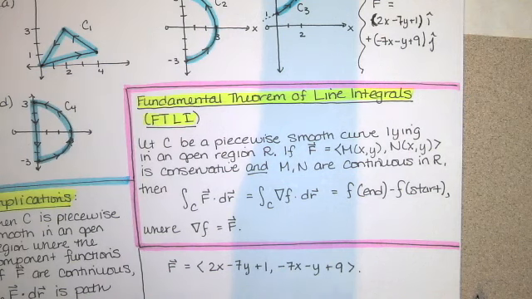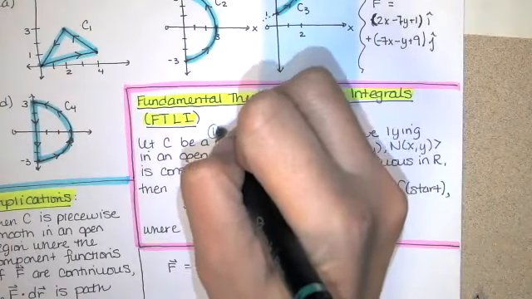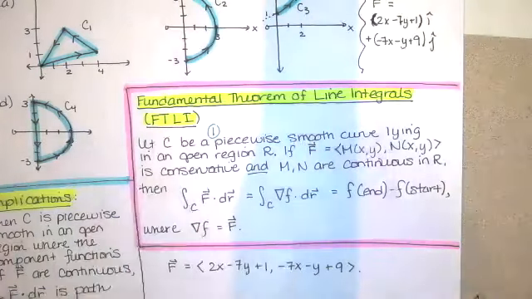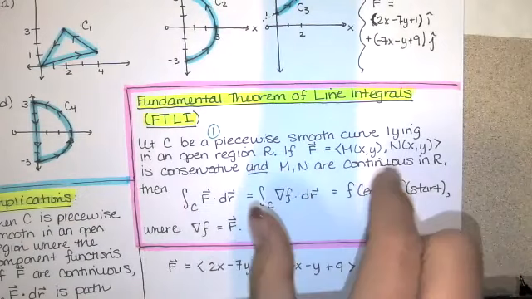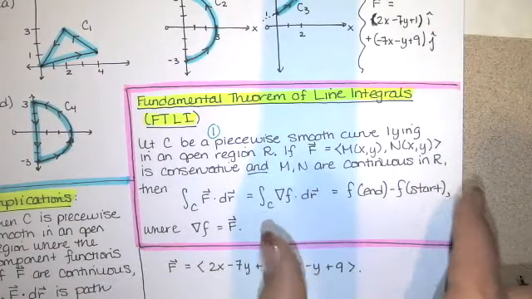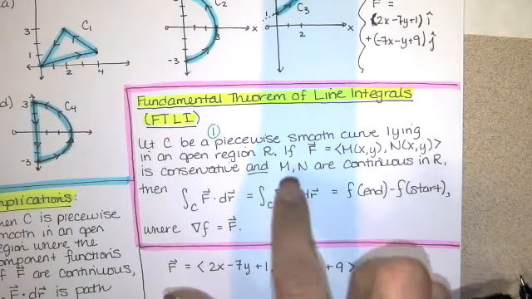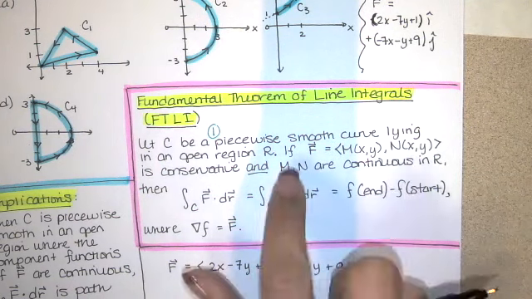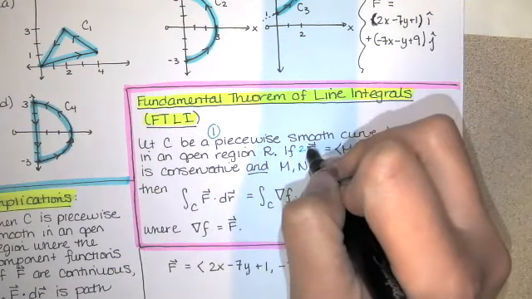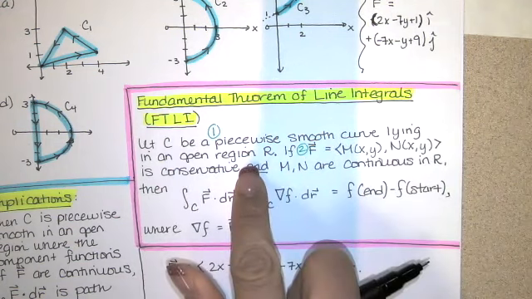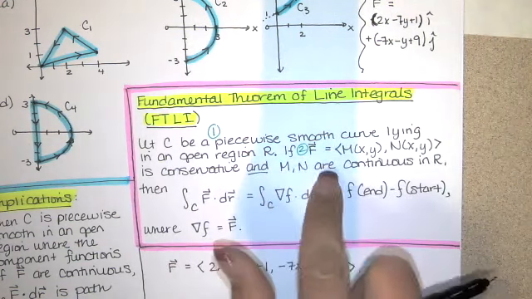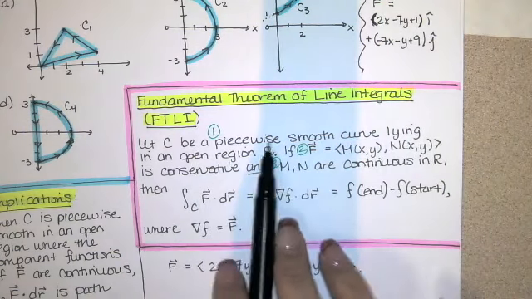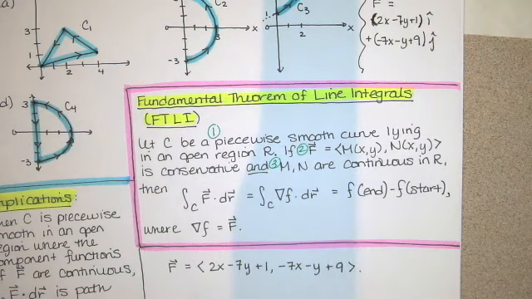I just want to point them out. First, C has to be piecewise smooth in an open region R. If you're saying to yourself, well, aren't they all in open regions? That open region R is sort of determined by the region of continuity of the component functions of our field F. So if this is our field and that field is conservative, that's a really important part. That's usually the part everyone remembers. And M and N are continuous on that region that contains that piecewise smooth curve C, then this is true.